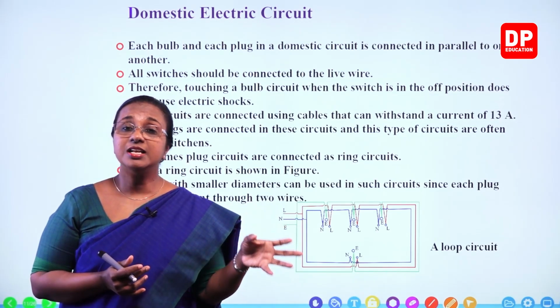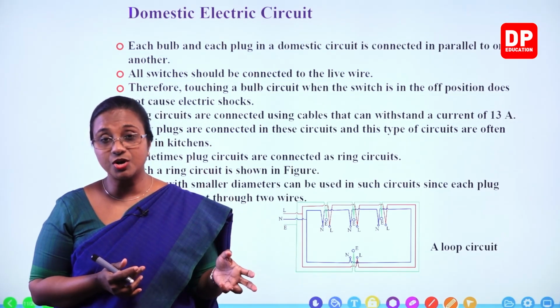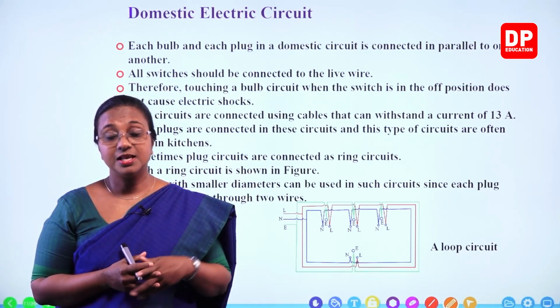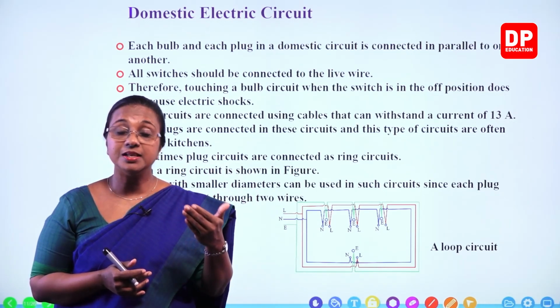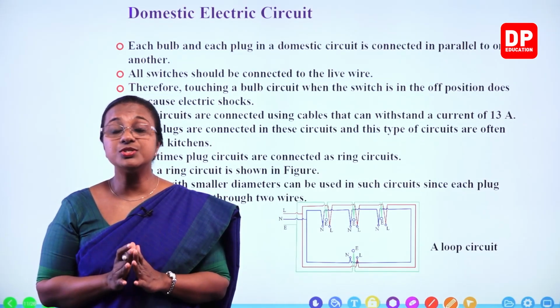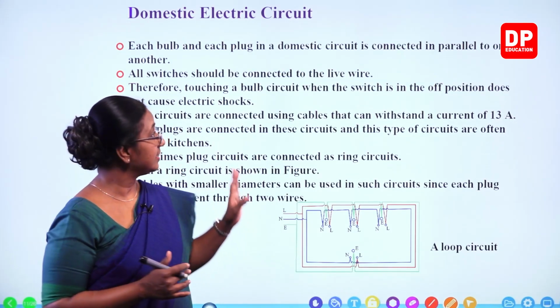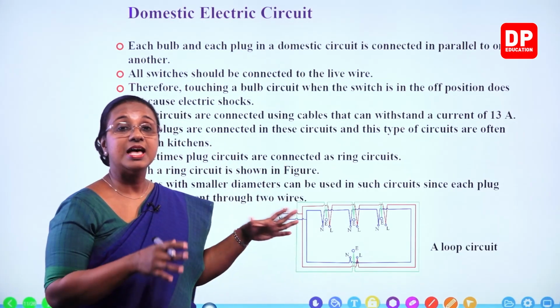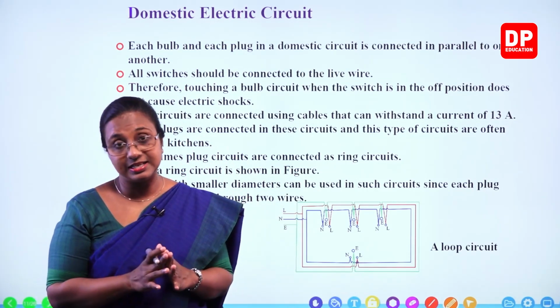Then we saw the different types of switches, the plug sockets and the plugs, the 2-pin, 3-pin, square pin, round pin, all those we saw. So you are familiar with all those components. Now we will see how these components are connected as a circuit.